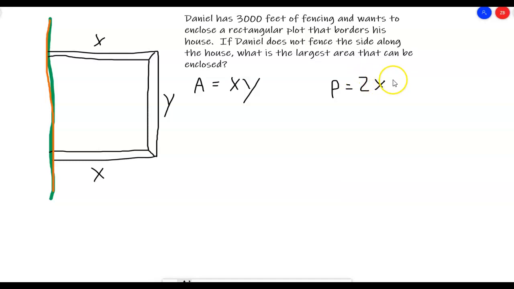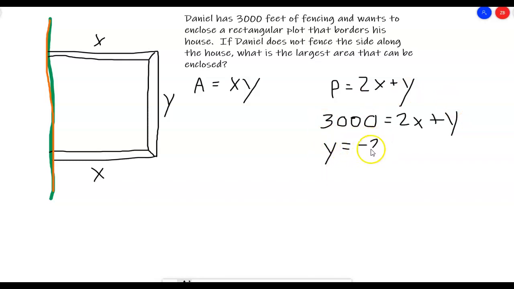So in this case, it's going to be 2x plus y. And we know what the perimeter is: 3,000. So 3,000 is equal to 2x plus y. In this case I'm going to solve for y because it's a little easier. All I have to do is subtract 2x from both sides and flip it around. So y is equal to negative 2x plus 3,000.